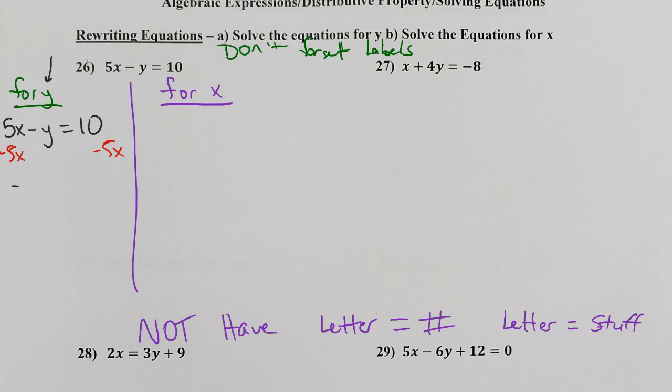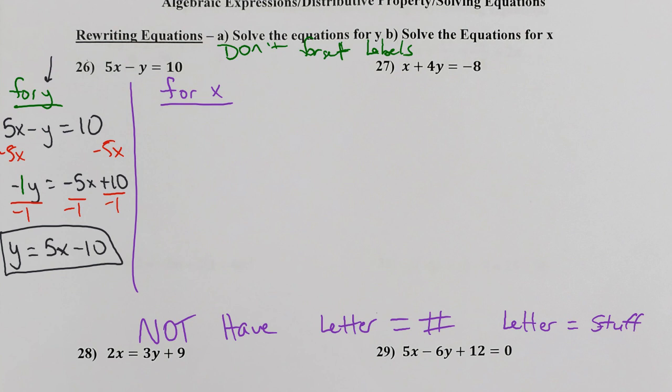Now I have negative y, and if you have to put a 1 there so you don't make a mistake, that's fine. It is really negative 1y equals, and I like to write my x first, so I put negative 5x plus 10. Now y technically is not by itself because of that negative sign, so I do have to divide every piece by negative 1. Once I do that, I end up with y equals positive 5x minus 10. Y is by itself, so I have y equals some stuff.